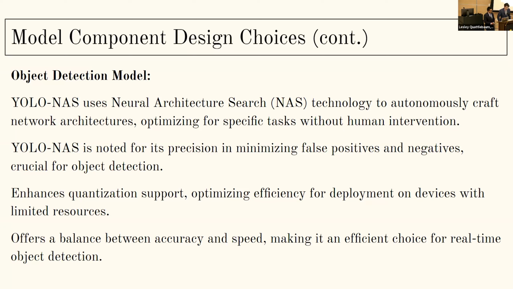But one big advantage of using YOLO NAS versus YOLO V9 is that YOLO V9 does tend to have a lot of false positives with its object detection, and you need something to cut down on the false positives. So using YOLO NAS, which combines the YOLO architecture with the neural architecture search technology, helped a lot with reducing our false positive rate.